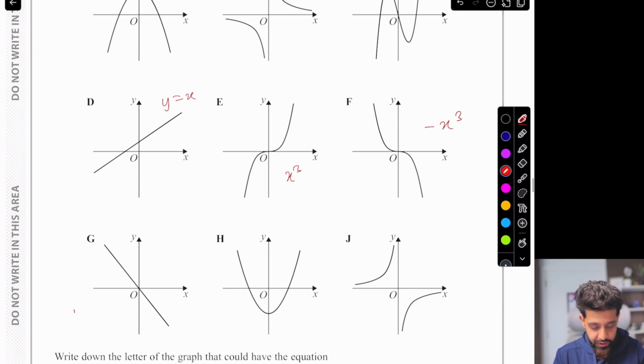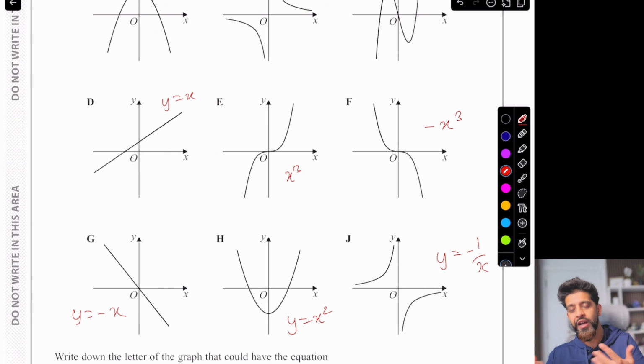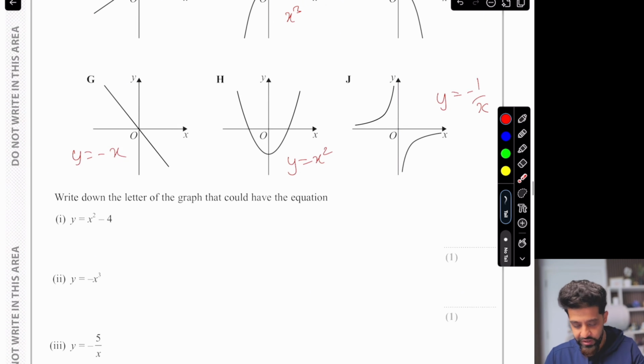All right. This one here is a negative x. This one here is a positive x squared. And this one here is a negative 1 over x. It doesn't matter, 1 over x, whatever. You're going to identify it differently anyway when you see what you've been given.